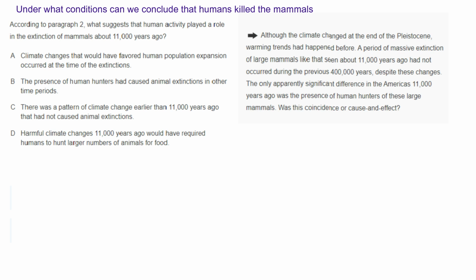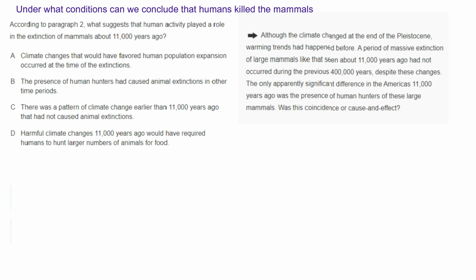Was this coincidence or cause and effect? These changes refer to climate changes. So to recap, climate changes that happened 11,000 years ago also happened in previous times between 400,000 and 11,000 years ago. But animal extinction happened only during the period 11,000 years ago. And the only difference among these climates is that 11,000 years ago, human hunters were present.